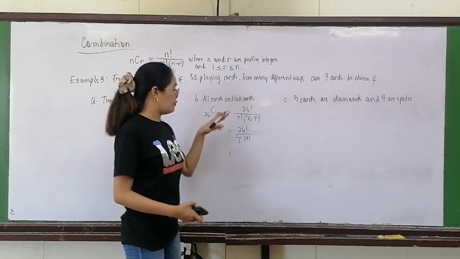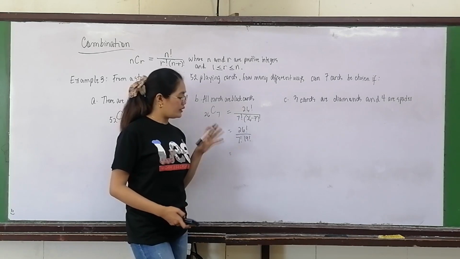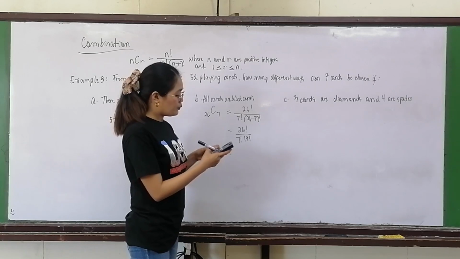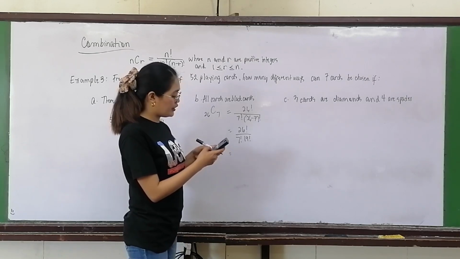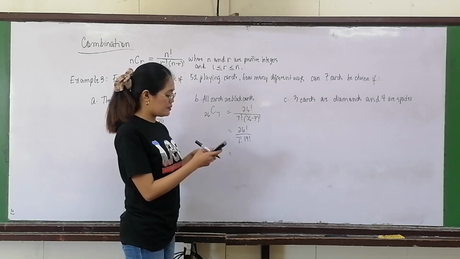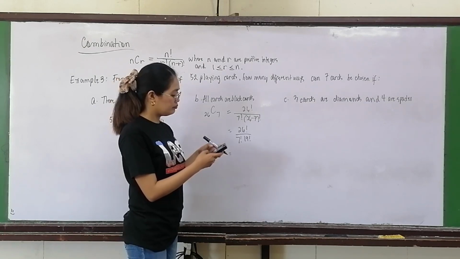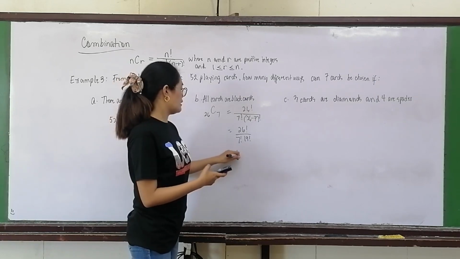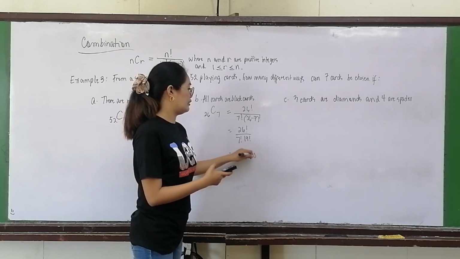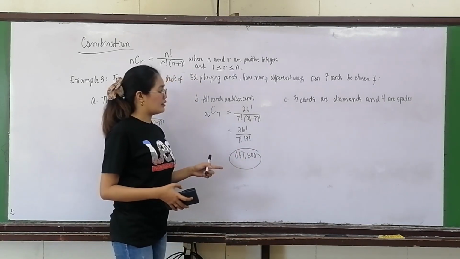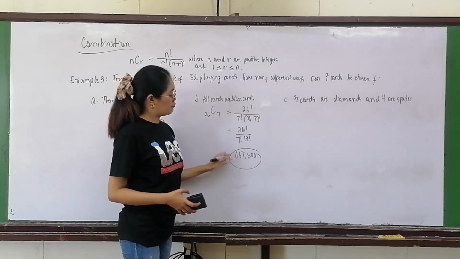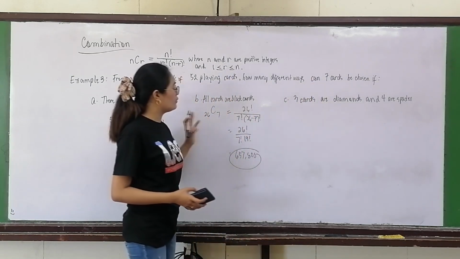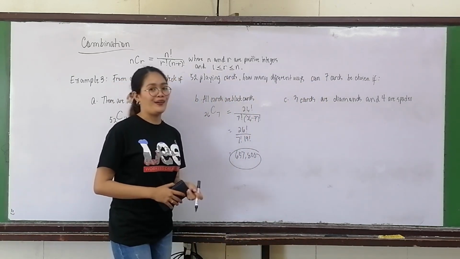This will already be a very large number, so we will be computing it right away using your calculators. That's 26 factorial divided by 7 factorial times 19 factorial, leaving us with 657,800, which means that we can have 657,800 ways of choosing 7 cards if all these cards will be black cards.